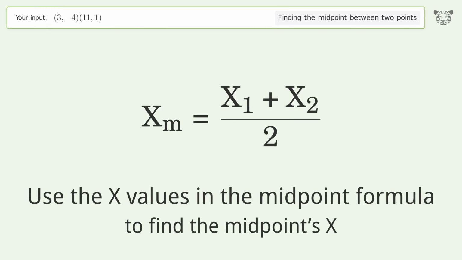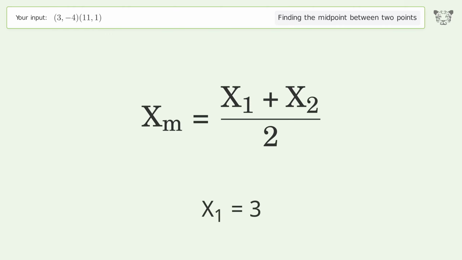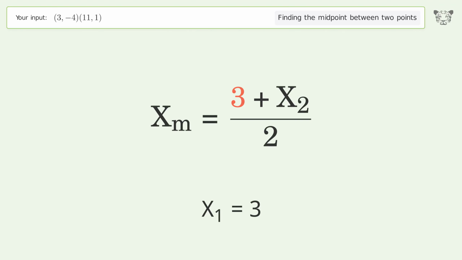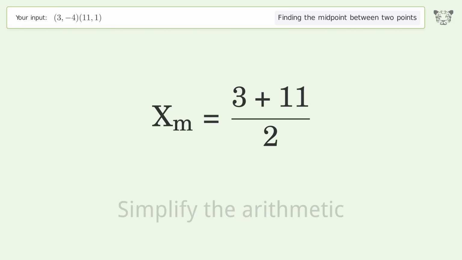Use the x values in the midpoint formula to find the midpoints x. x1 equals 3. x2 equals 11. Simplify the arithmetic.